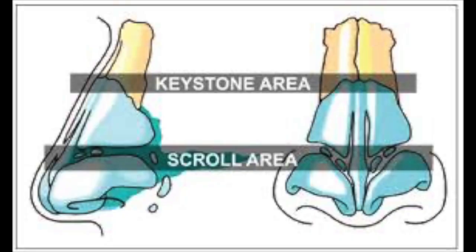So something commonly asked is, what are the nasal tip support mechanisms? So there's three. It's your lower lateral cartilages, it's the attachments of the lower lateral cartilages to the septum, and then also know the attachments of the lower lateral cartilage to the upper lateral cartilage. And then know the difference between the keystone area and scroll area. The keystone area is where the nasal bones border the upper lateral cartilages, and the scroll area is where your upper lateral and your lower lateral cartilages meet.